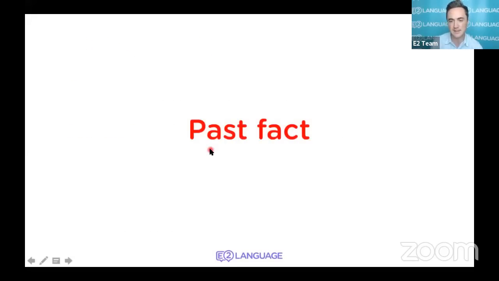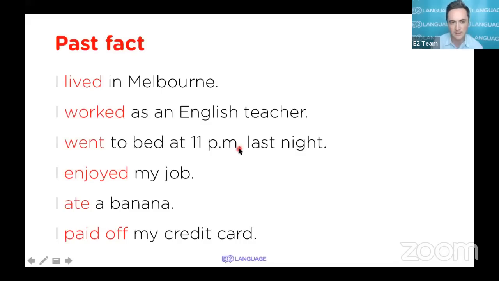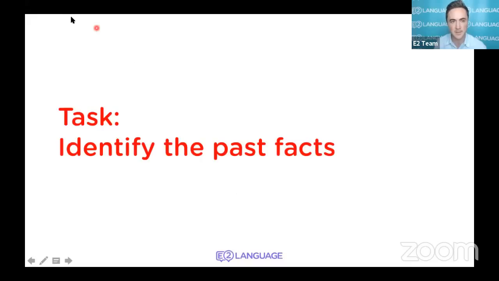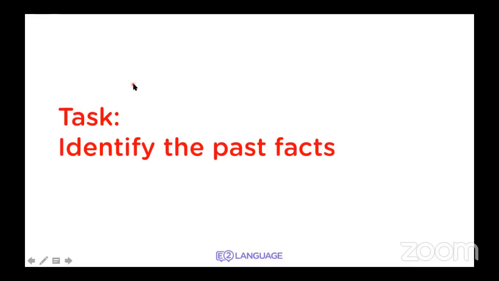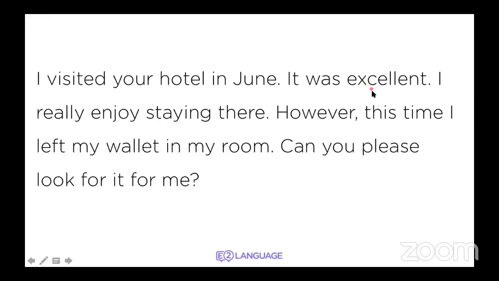Past facts. Let's think about past facts. Past facts. This is another one. This is incredibly common, this verb, right? I lived in Melbourne. Past fact. I worked as an English teacher. Past fact. I went to bed at 11 p.m. last night. Past fact. I enjoyed my job. I ate a banana. I paid off my credit card. Past facts. Identify the past facts in this paragraph, I should say.